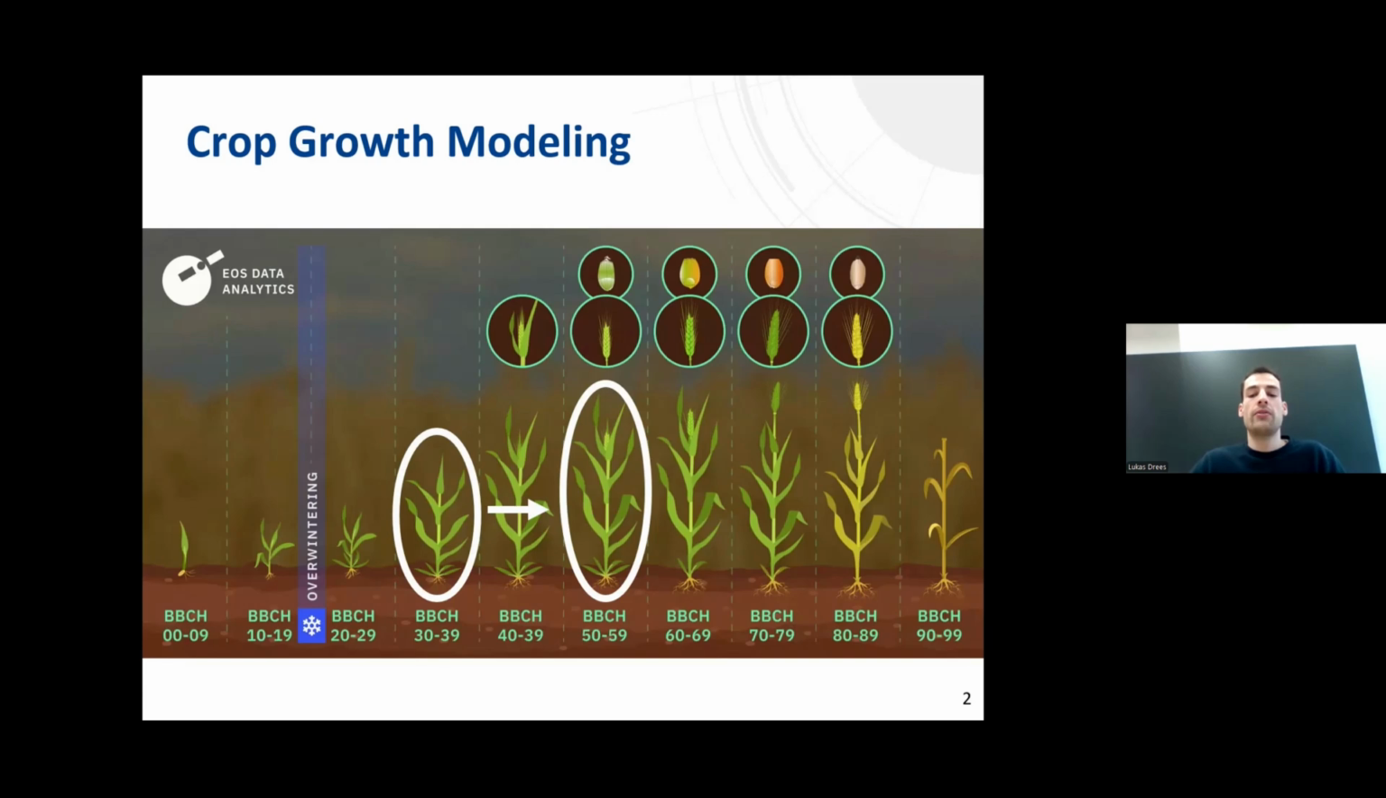The problem is now, although it's quite well known which growth stage follows the other, the date when a certain stage is reached is really not so clear and is highly variable. So if there's a crop growth model which can estimate this, it's very beneficial.